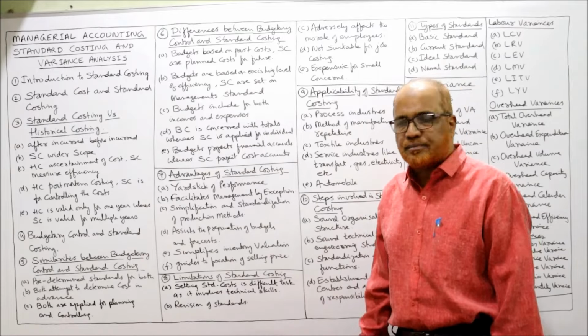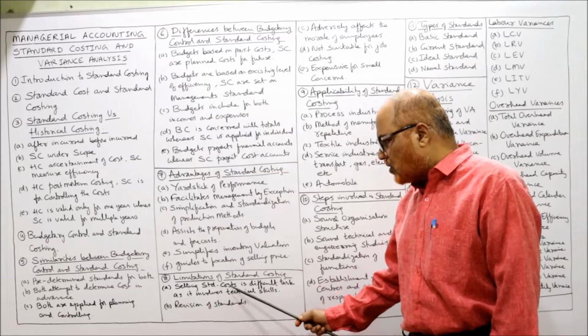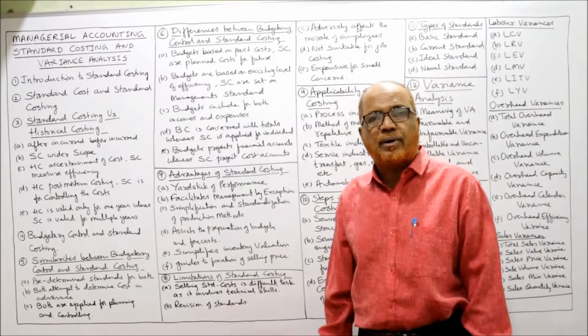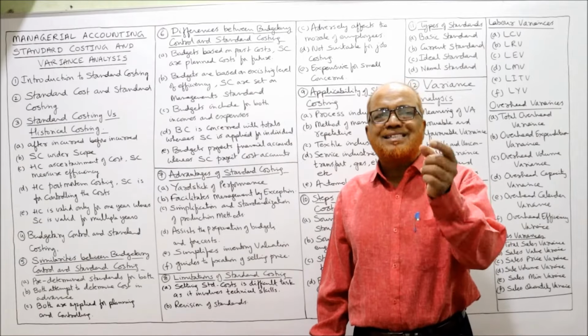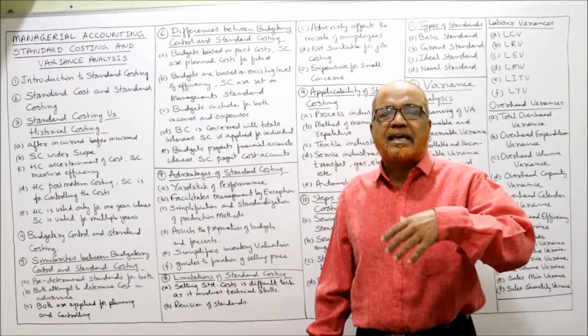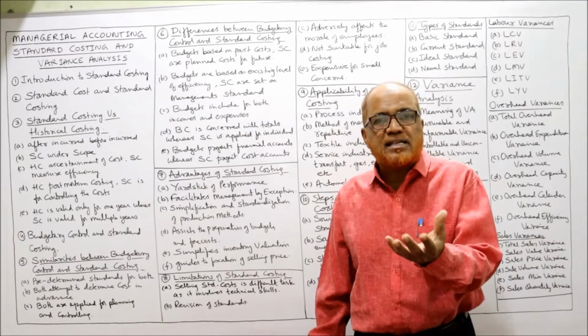There are some drawbacks. What are the limitations here? First, setting standard cost is a difficult task as it involves technical skill. Remember, standard cost is not just an estimated cost, just a rule of thumb or just by guesswork. We cannot find out the standard cost just by guesswork.